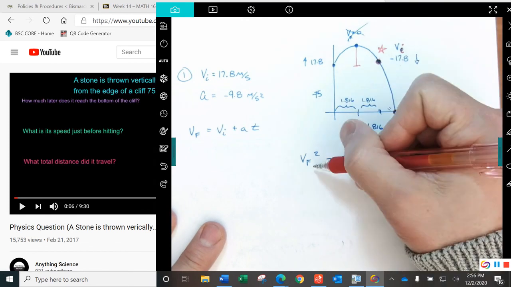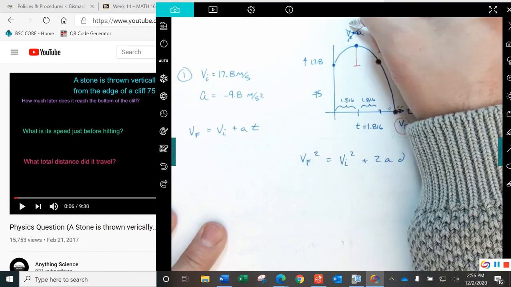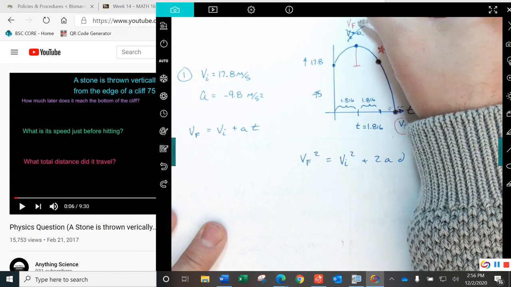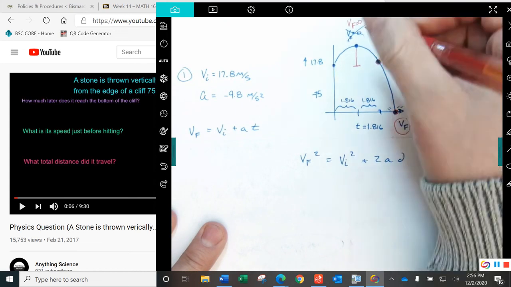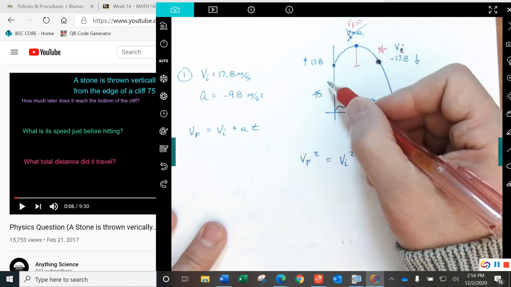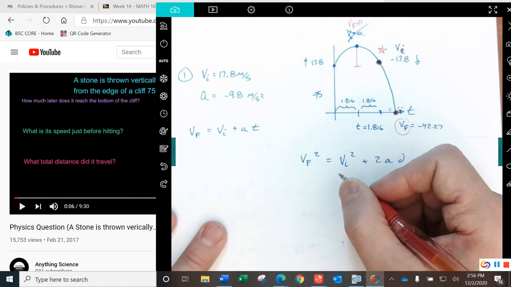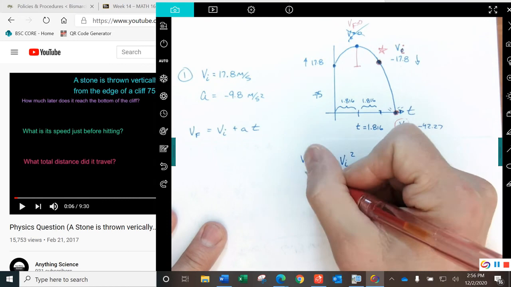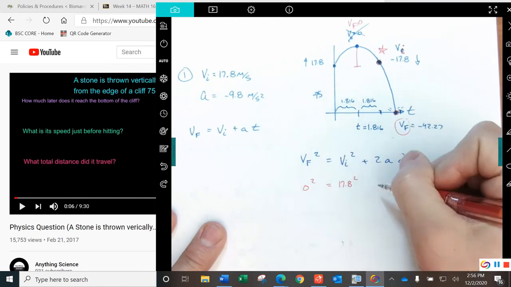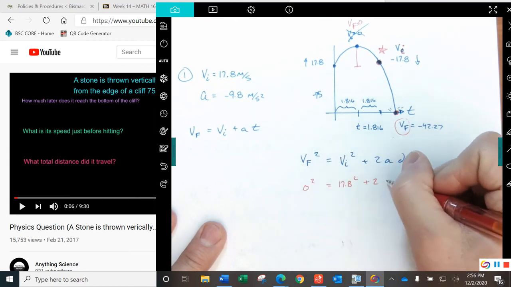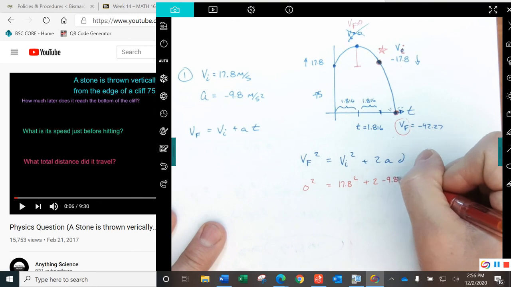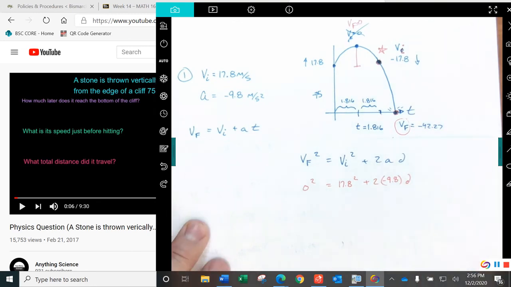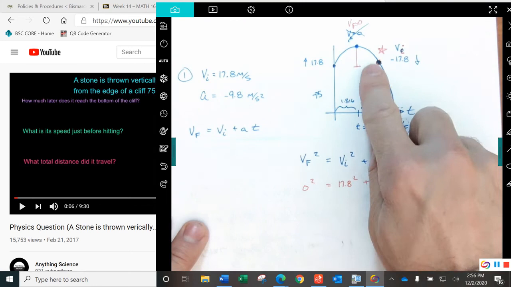So what I'll do is I'll say my final velocity. I'm going to put this one back in action here, because I'm going to look for when it goes from here to here. So the initial is going to be 17.8. Let's square it. The final is going to be 0. We'll square that one, plus 2 times the acceleration, negative 9.8, and then this distance right here. That'll tell us what that distance is.